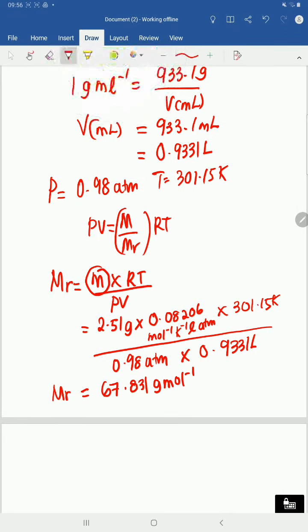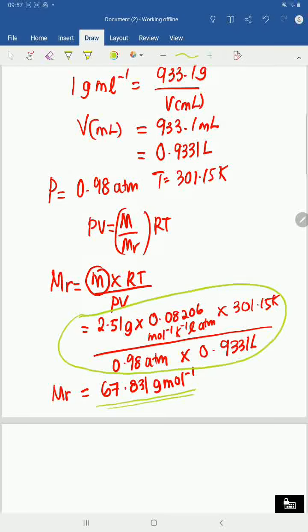Again, I encourage you to always include units in your substitution process. This is the substitution process. So always include units, and for your final answer, please also state the unit and make sure the value has up to 3 decimal places.